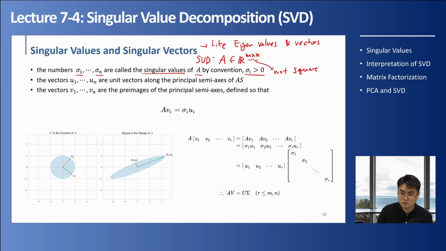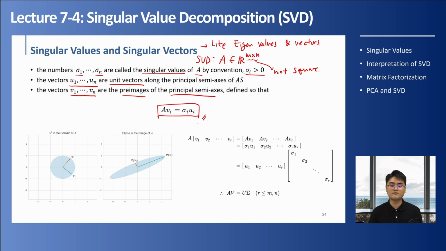And here, we're going to have two different sets of vectors, u1, u2 to un. These are the unit vectors along the principal semi-axes of AS. And v1 to vn are the pre-images of the principal semi-axes, defined so that we have A vi equals sigma i ui. So here, vi has the size of n by 1, and ui has the size of m by 1, because our A matrix is m by n.